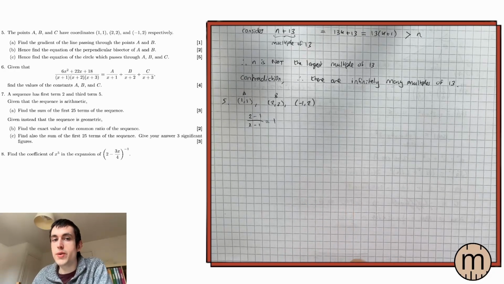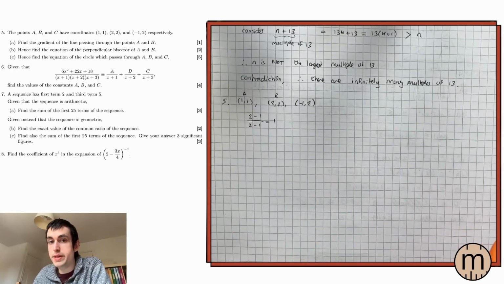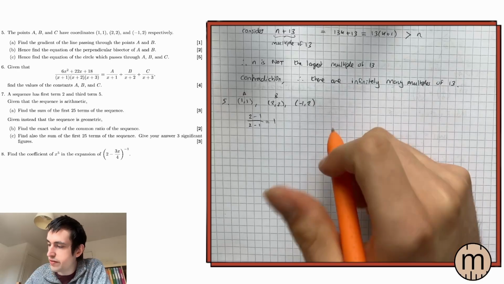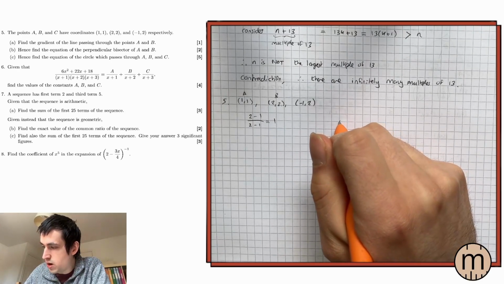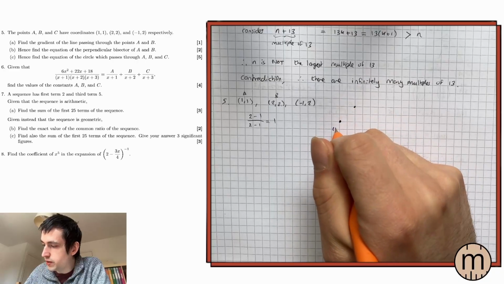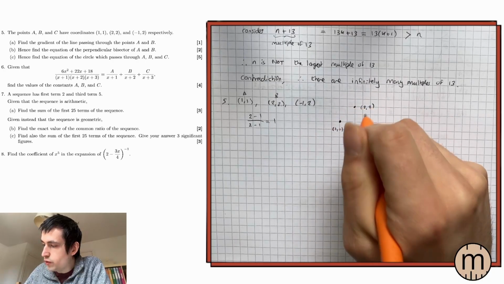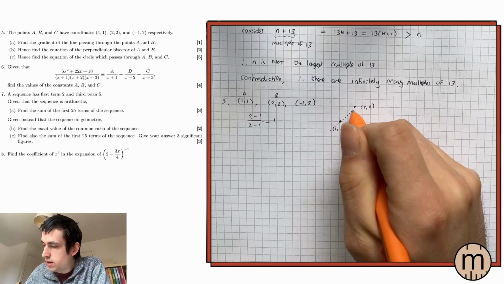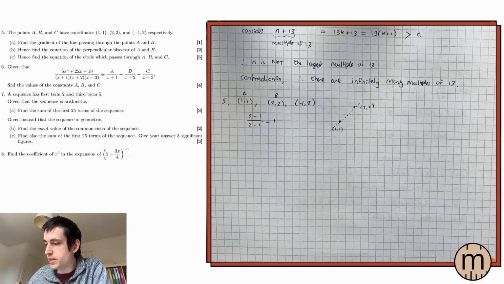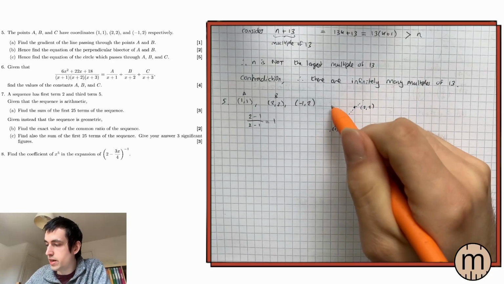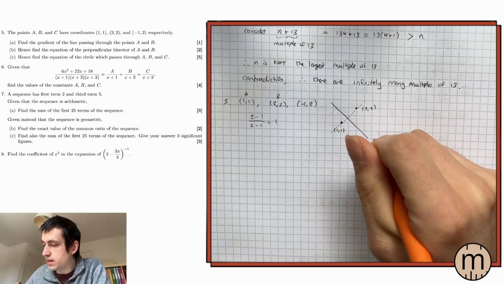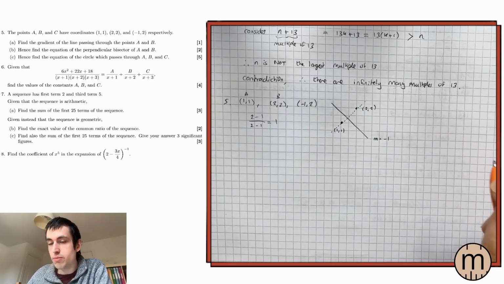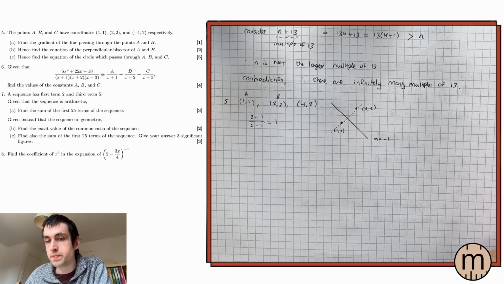For part B, we have to hence find the equation of the perpendicular bisector of A and B, which is a bit of a mouthful, but the maths is easier than saying it. So we've got 2 points, (1, 1) and (2, 2). If we know that the gradient between these two points is 1, then if the bisector is perpendicular, we need to think about the gradient going this way. The gradient of this line will be the negative reciprocal of 1, which is -1.